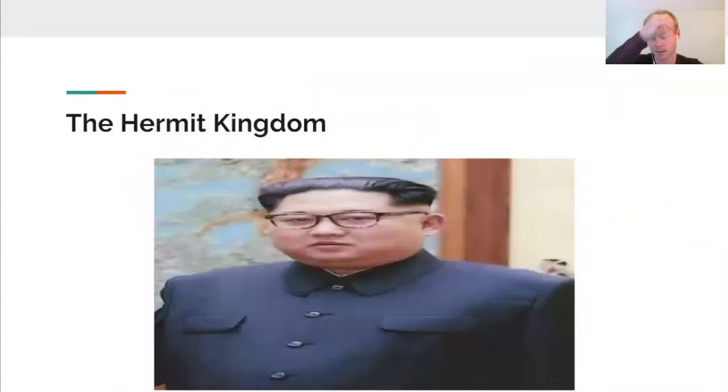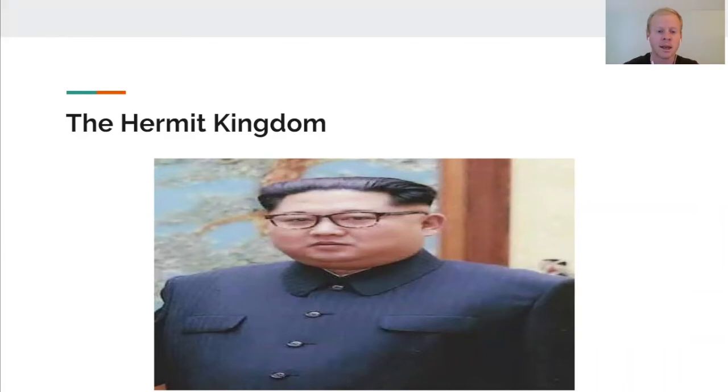So today, North Korea is known as the Hermit Kingdom because they are very, very isolated. This is a picture of Kim Jong-un, who is the current leader of North Korea. He's been in the news a lot recently because everybody thought he was dead. And the reason everybody thought he was dead is because he had not made a public appearance in a long time.